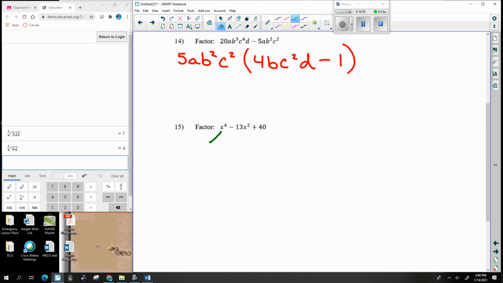Okay, here again, this is going to break to an x squared, but this is a simple ABC. That's how it starts anyways. So multiplication, positive 40. So that's going to be 1 and 40, 2 and 20, 4 and 10, 5 and 8.